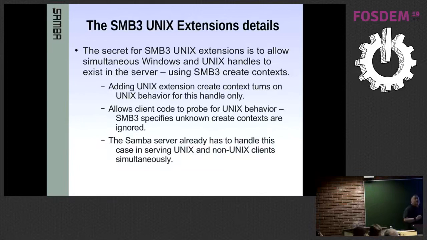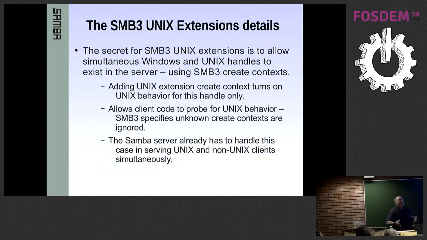And to modify the create, where you can say things like, I want to open an older snapshot, I want to do this, I want to do that, you add these contexts called create contexts. And so the way the Unix extensions are structured is such that adding the Unix create turns on Unix behavior with renames, deletes, locking, read, write, the rest of it, for that handle only. So you can open a boatload of Windows handles, then you can open a POSIX handle, a Unix handle.